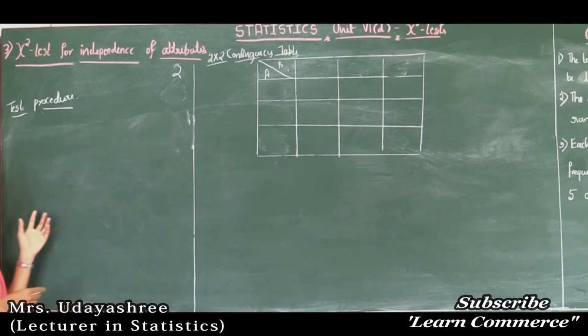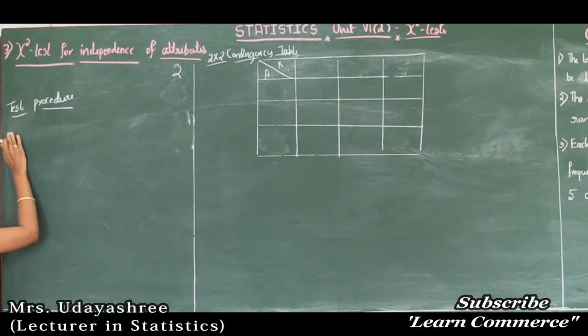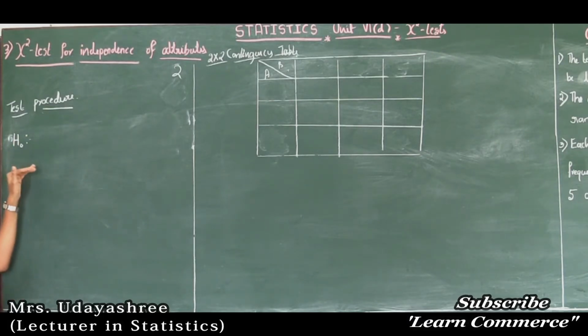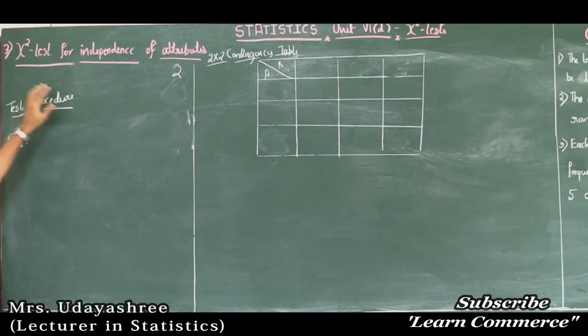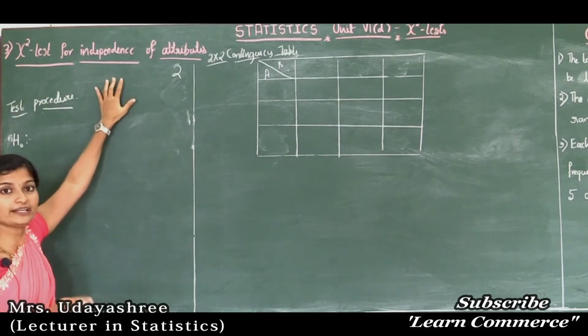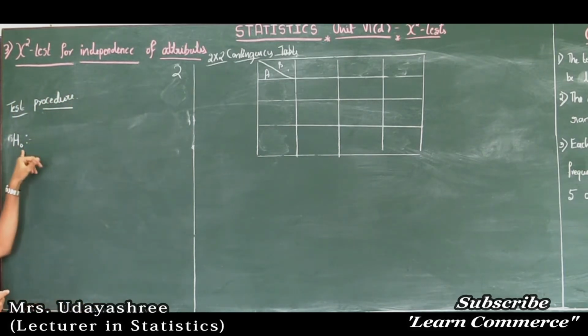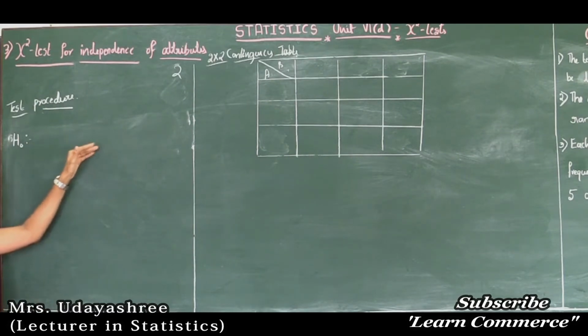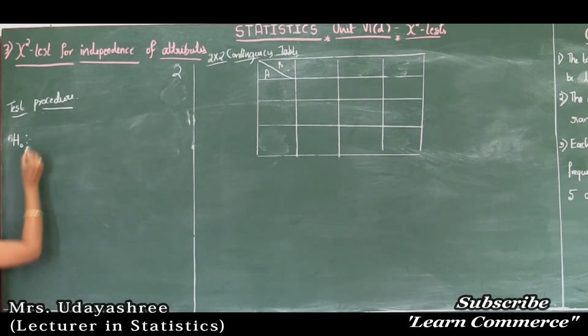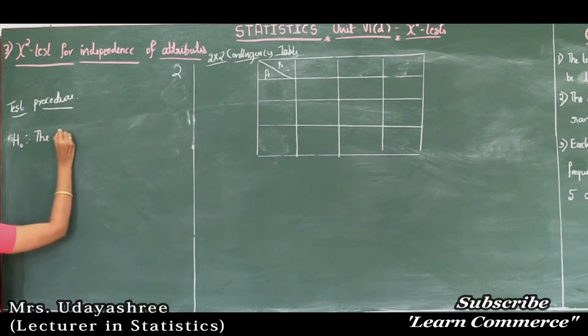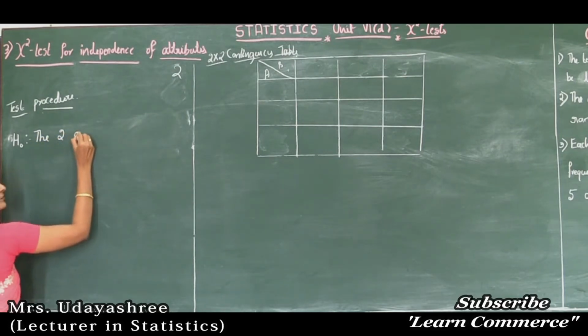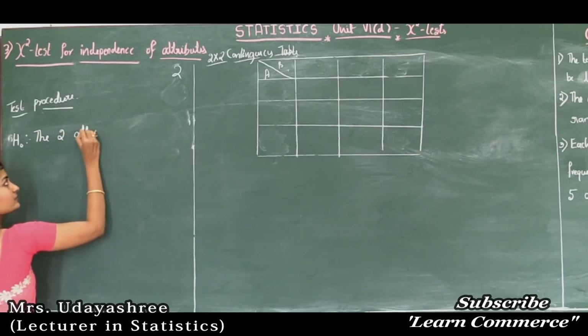And let's see the test procedure. So what is the first step in the test procedure? Step 1 is setting up of the null hypothesis, and the null hypothesis is denoted by H naught. So here what is H naught? In order to find whether two attributes are independent or not, we can take H naught as: the two attributes are independent.